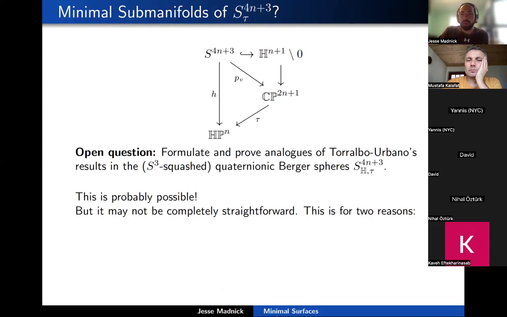Well, in the spirit of analogy, which is the principle of this talk, we might ask to try to formulate and prove analogs of Tiralbo and Urbano's results in the quaternionic Berger spheres. This is probably possible. I have not done this. Folks have asked me about this kind of thing, and I've had brief conversations. It seems that there's a fair bit of interest in doing this, and I suspect that this is possible. Maybe you can get an analog of Tiralbo and Urbano's result using this squashing, where you squash the 3-spheres instead of the circles.